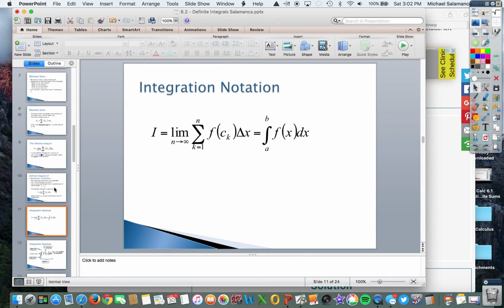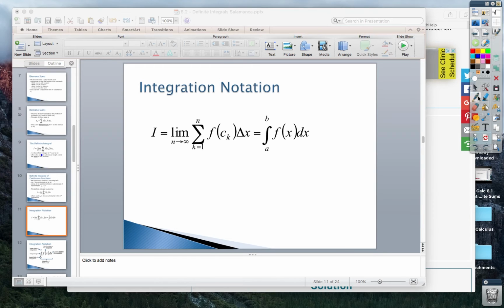So, integration notation. I know I gave you a lot of jargon and a lot of things to consider. This is the part where you really need to wake up and write this stuff down. I is equal to the limit as n approaches infinity of sigma from k equals 0 to n of the function times the change in x. This is what we're going to be using the bulk of the time. We read this as the integral from a to b of f of x dx.